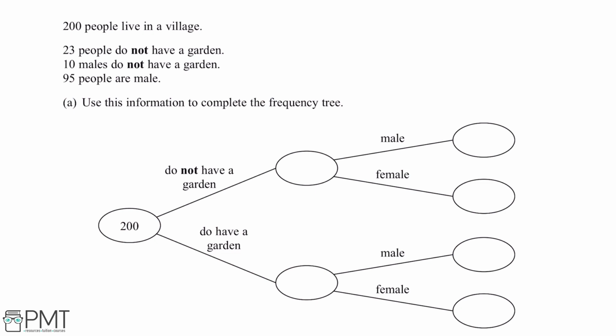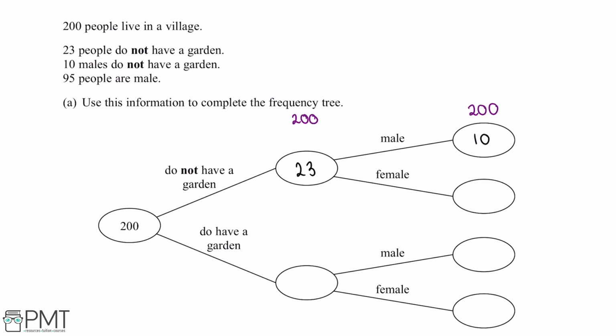So one of the things we'll need to know when completing a frequency tree is that if there are 200 people living in this village, then each of these columns will add up to 200. So now we can start by filling in the information we've been given in the question. 23 people do not have a garden, so we can fill in this circle here with 23. The next piece of information is that 10 males do not have a garden. So we'll look at the side of the people who do not have a garden and then those who are male, and we can fill this in as 10.